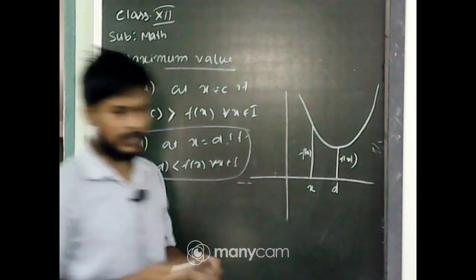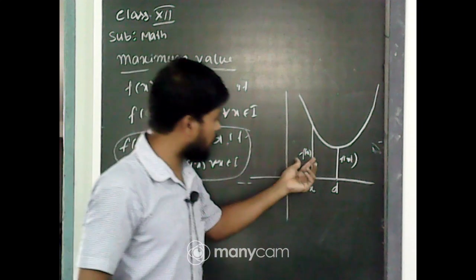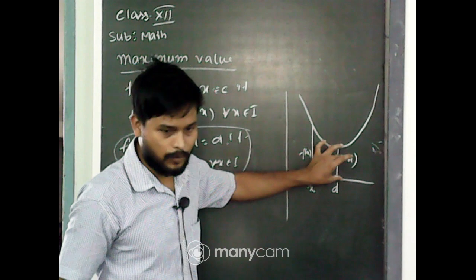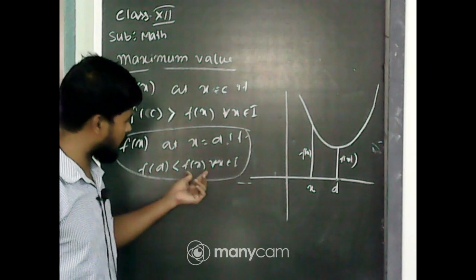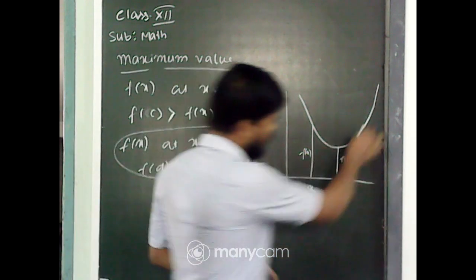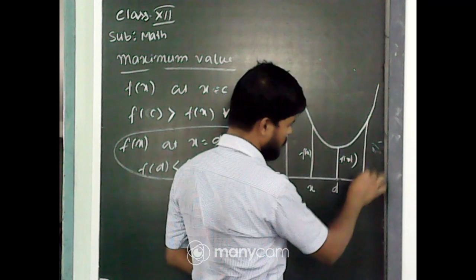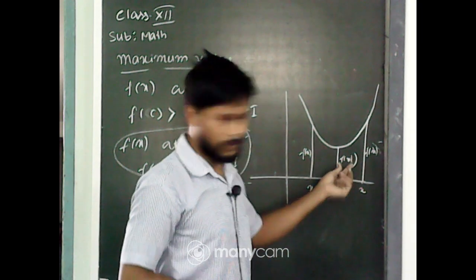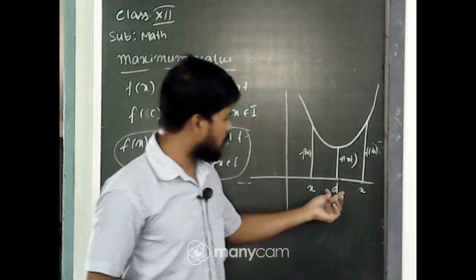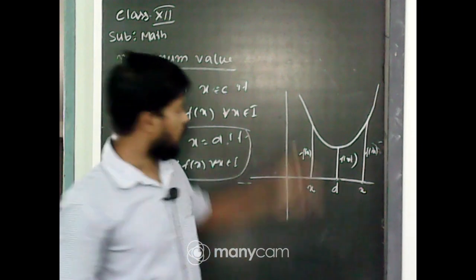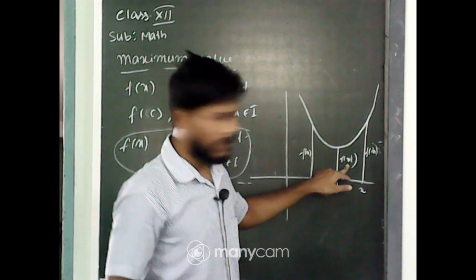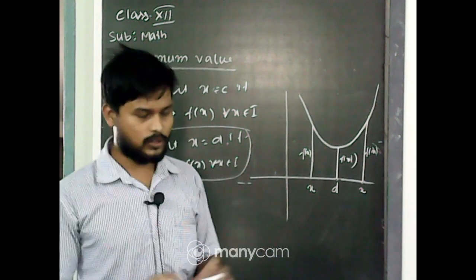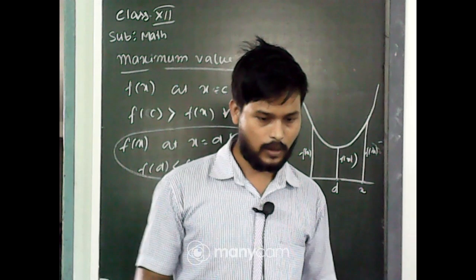Now tell me which is the greater value between f of x and f of d. Obviously we can see that f of x is larger than f of d. That means f of d is less than f of x. And if I consider f of x here, again f of x is larger than f of d. So x equal to d is said to be the minimum point of the function if f of d has the lowest value among all f of x. Okay, so this is the definition of maximum value and minimum value.